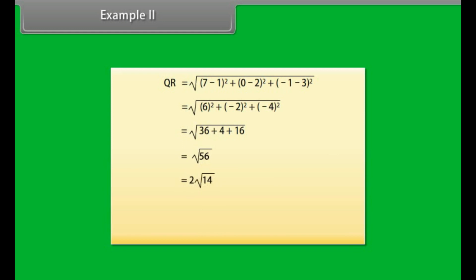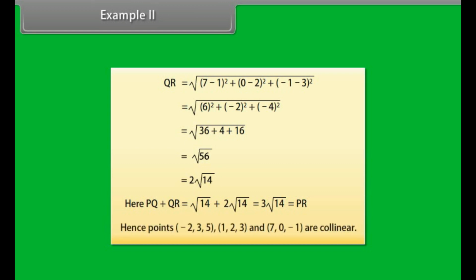Here, PQ plus QR is equal to square root 14 plus 2 into square root 14, equal to 3 into square root 14, equal to PR. Hence, points (-2, 3, 5), (1, 2, 3) and (7, 0, -1) are collinear.